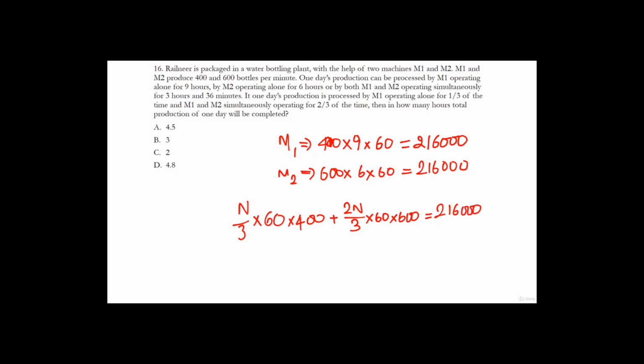Now, by solving this, n by 3 is common, let us take it outside. N by 3 into 60 into 400, or even 3 is also not required, we can cancel the 3 in the initial stage. So n is common, so n into 20 into 400, which is 8,000, plus 2n into 20 into 600 is 1,200, is equal to 2,16,000.